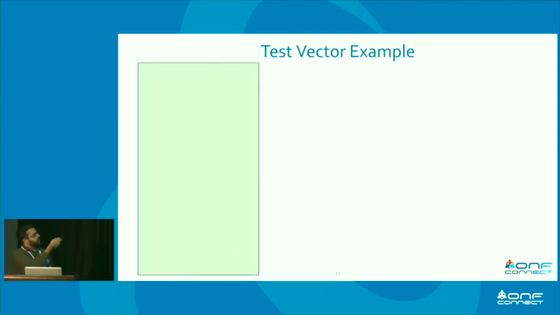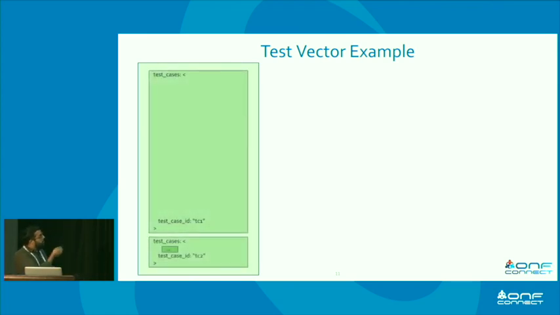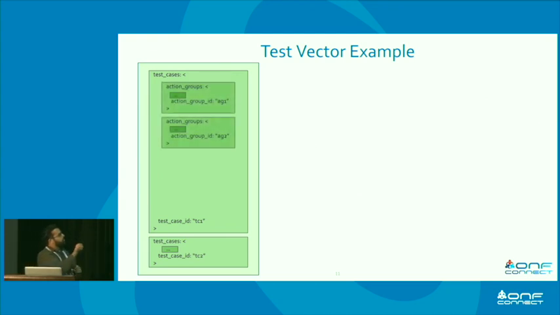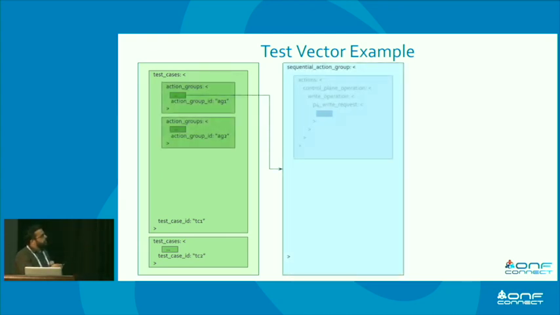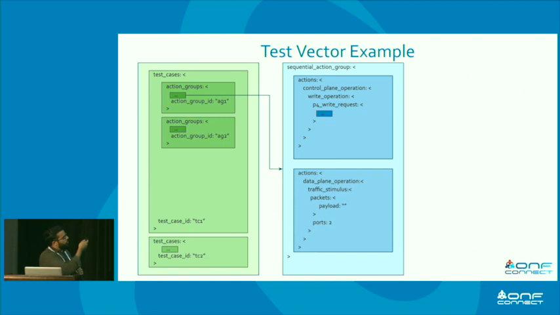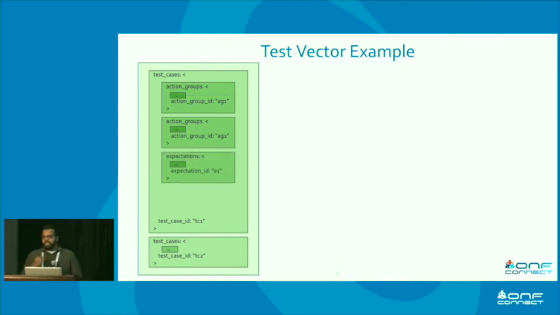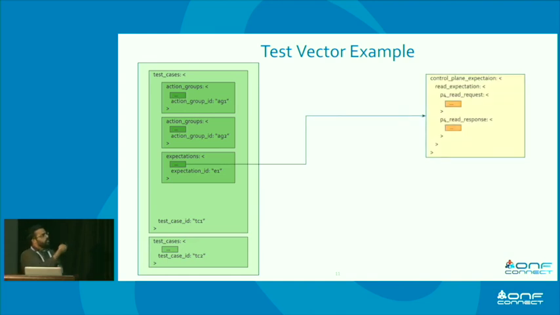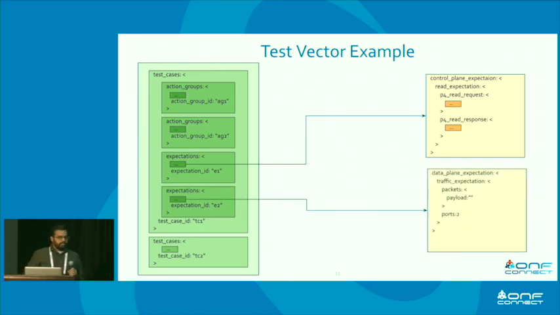This is a textual representation of a test vector data file. As you can see, we can have multiple test cases, and each test case can have different action groups. Here there's a sequential action group which is performing a P4 write request, and there's another action where we are trying to send a packet to port 2. Once the actions are executed, we verify the expectations. Since we have already sent a P4 write request, we want to verify that the response is coming back fine. So we check the expectation, and then we also have the packet verification.